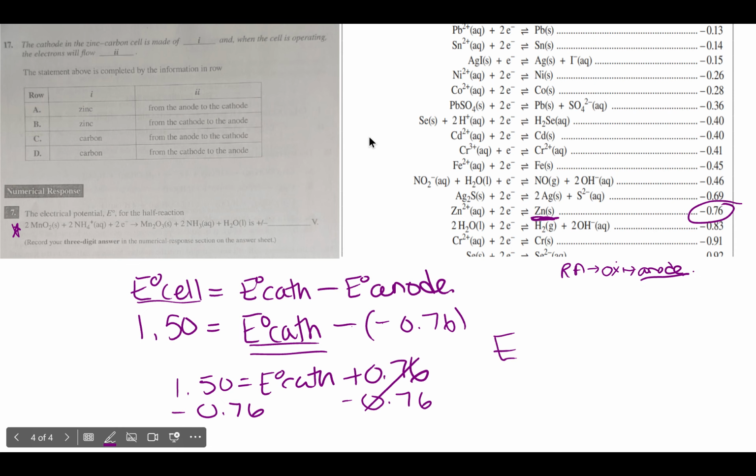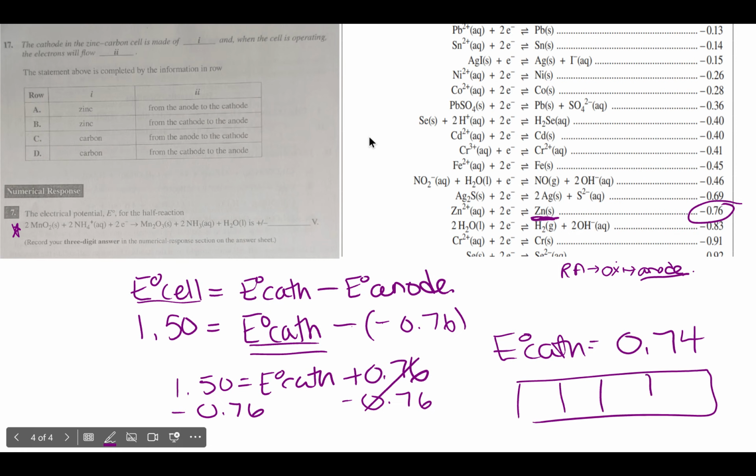So at your cathode for that half reaction, your answer would be 0.74. And then when you do put that into your numerical response, zeros will get a box, decimals get a box, and then you'll put in 74.